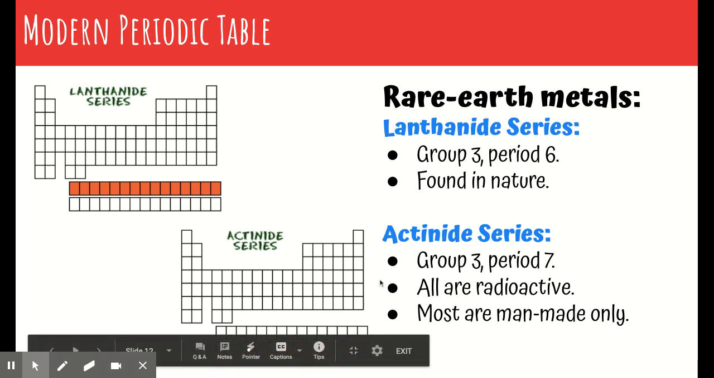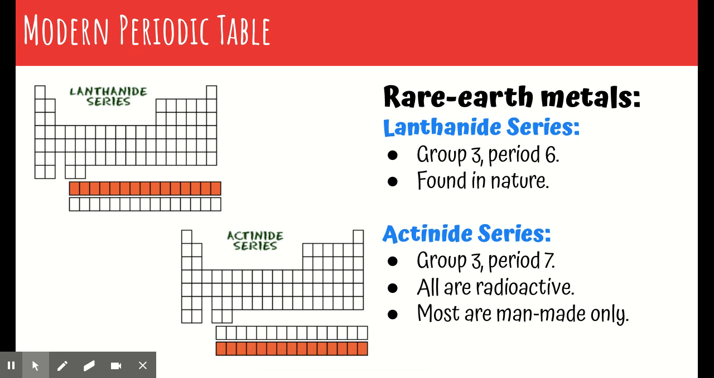All of these are radioactive, and they're mostly just man-made. So we know that radioactive means that they're not stable. Somewhere along the line, the neutrons have been altered. So most of these are man-made. They've forced these atoms to exist. They wouldn't just exist in nature in any situation.